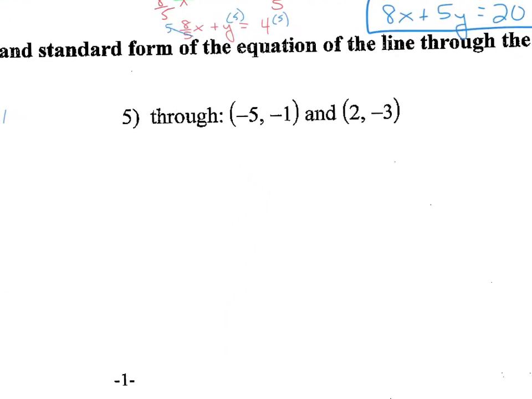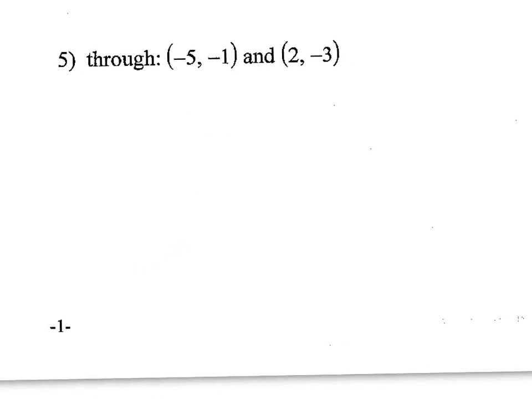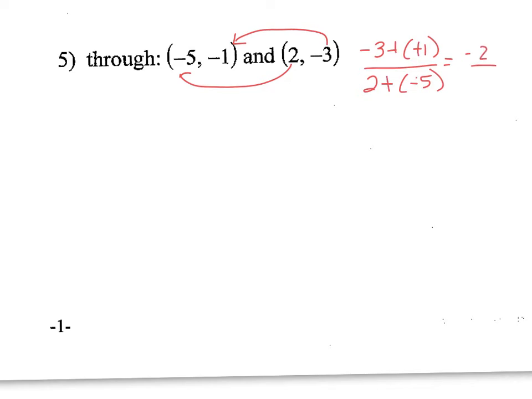Okay, let's go to number 5. So again, on number 5, let's start by finding the slope. So I'm going to do negative 3 minus negative 1, over 2 minus negative 5. Okay, so that becomes plus. So I get negative 2 over plus 7ths. Okay, so we can use either coordinate point here. Doesn't really matter. We'll just use the negative 5, negative 1.